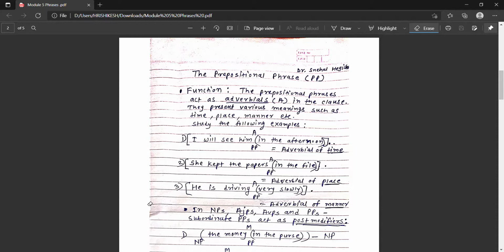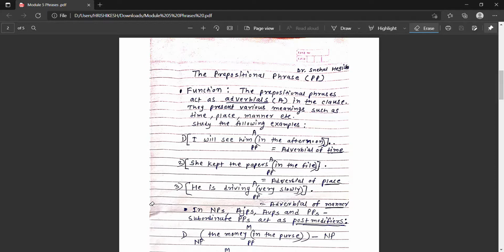Subordinate PPs act as post modifiers. Okay, how many phrases that we have discussed are written here? Noun phrases, adjective phrases, adverb phrases, and prepositional phrases, subordinate prepositional phrases. They are subordinate, they are not main phrases, but they are subordinate PPs. They act as post modifiers.